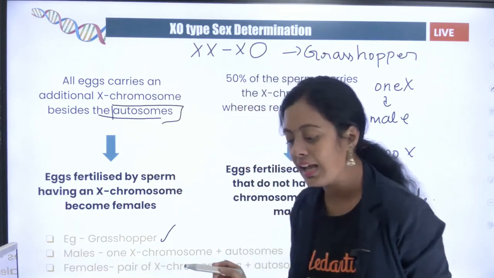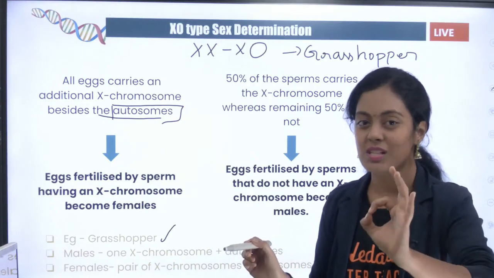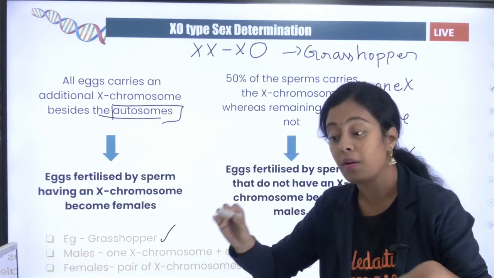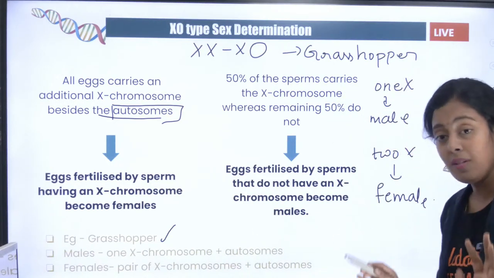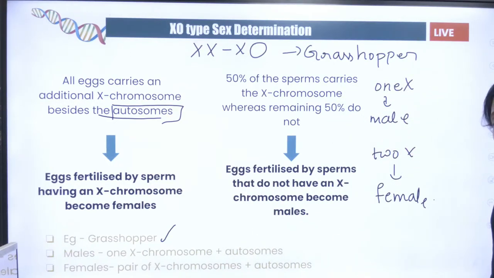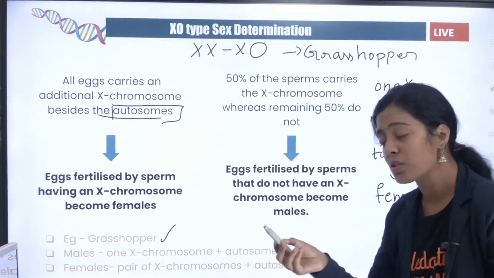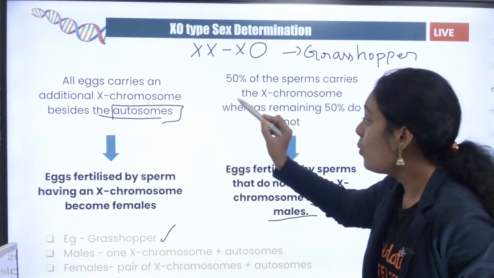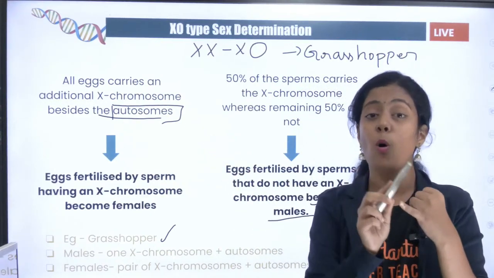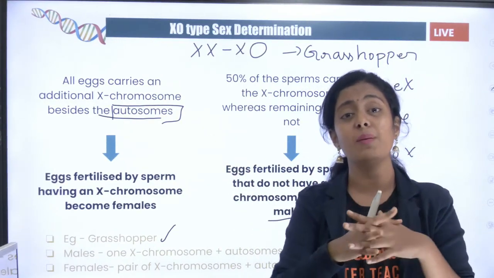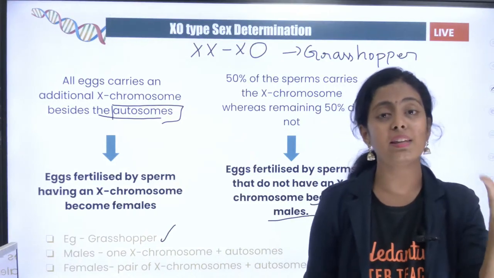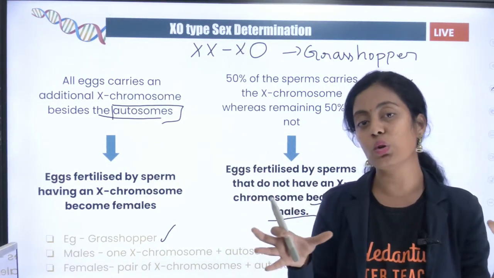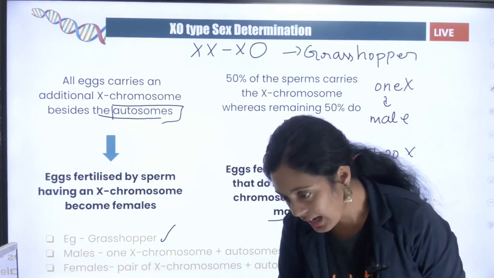Can anyone watching this live tell me what are autosomes? Now the eggs fertilized by sperm having an X chromosome become female. Sometimes if the eggs are fertilized by a sperm which does not contain an X chromosome, they become males. I had asked a question: what are autosomes? Autosomes are body chromosomes. Chromosomes are classified into two: autosomes and sex chromosomes, which are also called allosomes. Can we continue?